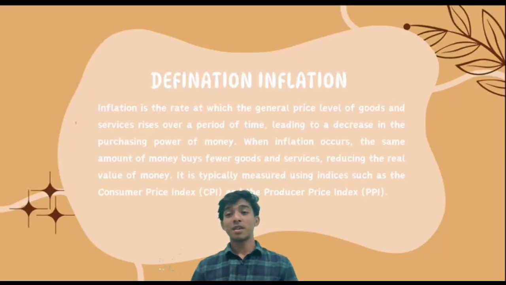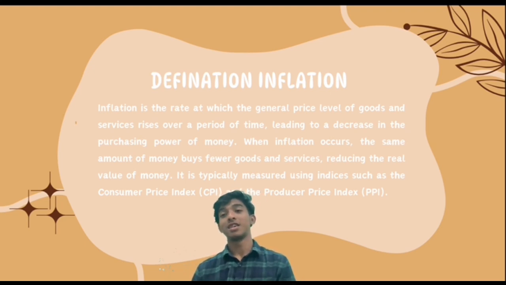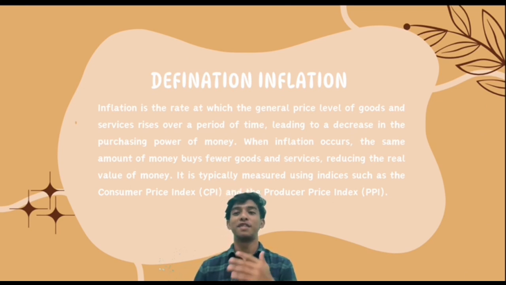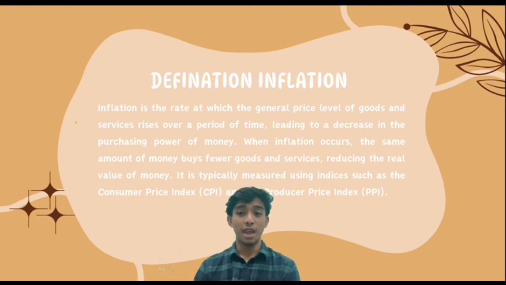So, my question is to define inflation and elaborate on the different types of inflation. Firstly, the definition of inflation. Inflation is the rate at which the general price levels of goods and services rise over a period of time, leading to a decrease in the purchasing power of money. When inflation occurs, the same amount of money buys fewer goods and services, reducing the real value of money.